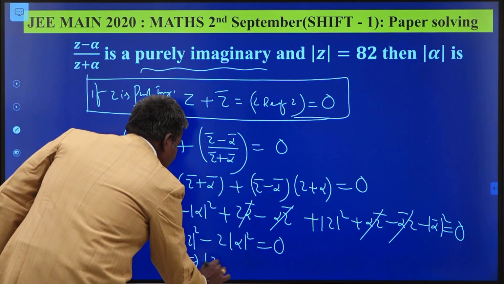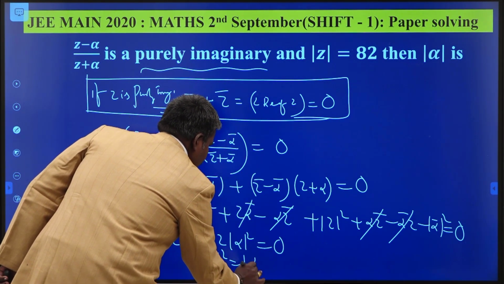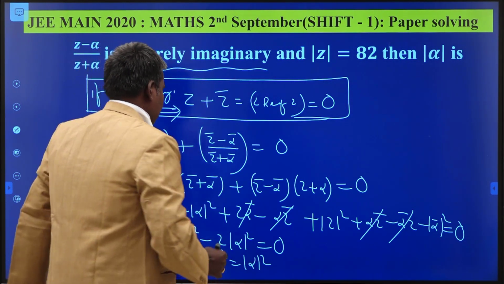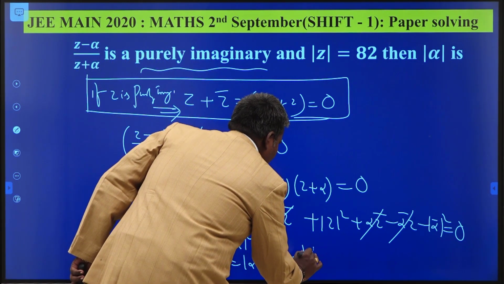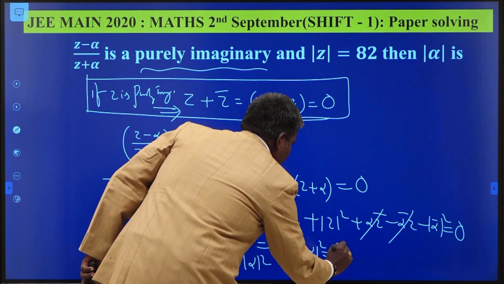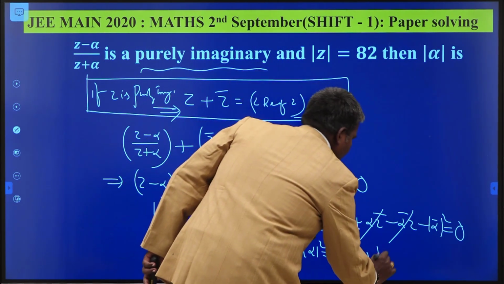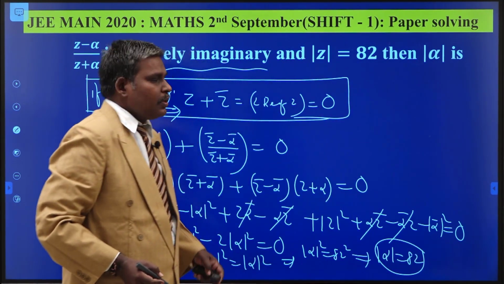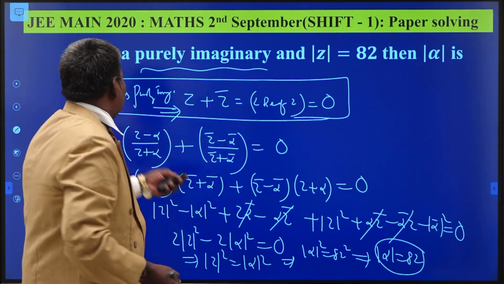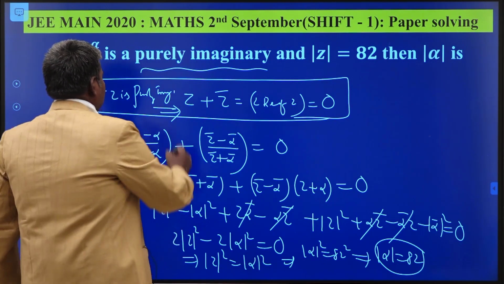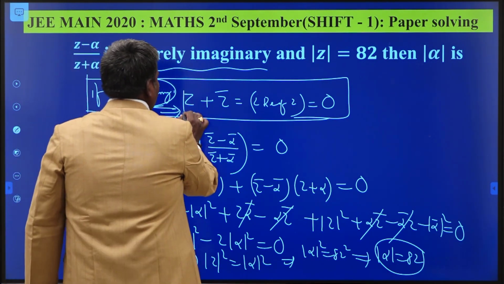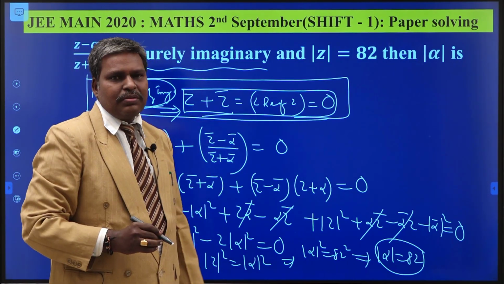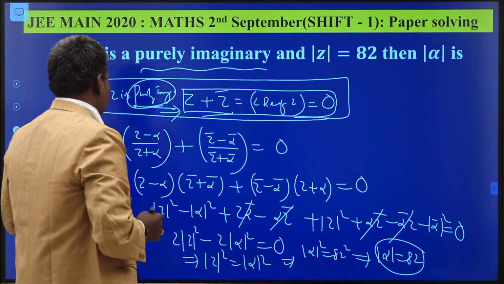This implies |z|² is equal to |α|². What is your |z| value? 82. So |α|² is equal to 82². Immediately we obtain |α| as 82. So this is a simple question. If some complex number z is purely imaginary, then you take this condition: z + z̄ is equal to 0. Very simple concept.